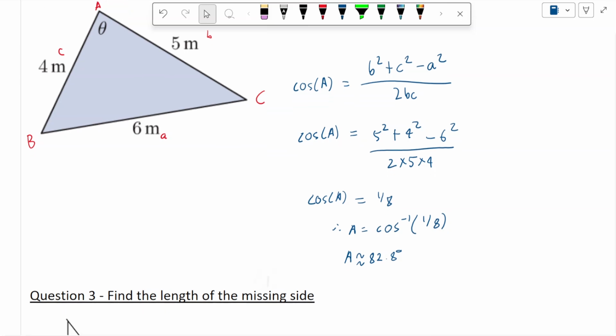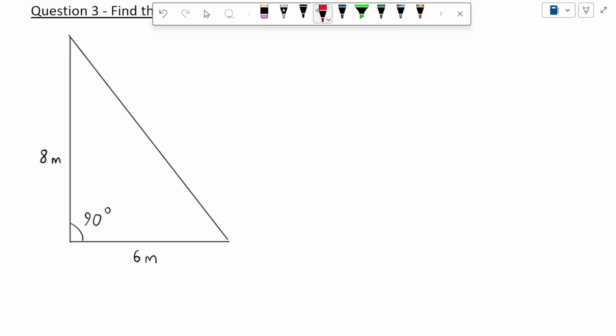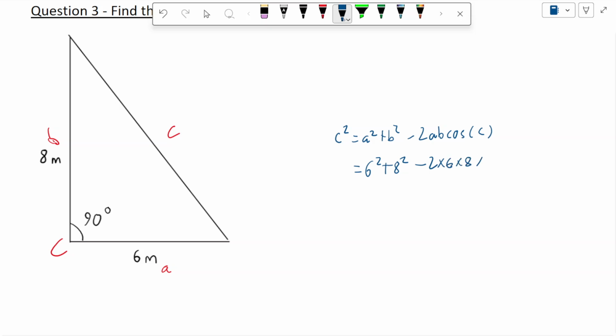Okay, find the length of the missing side in this triangle. So we'd better label it. Let's label this B, because, oh no, let's label it C. You'll see why in a sec. Little c, I can call this A and B. So basically, C squared is A squared plus B squared, take 2AB cos of C. And this is going to follow the exact same process that we followed before. So that's 6 squared, 8 squared, take 2 lots of 6 times 8 times cos of 90.